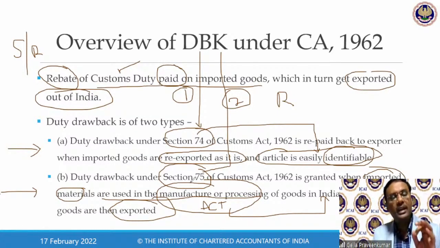So as of now, for duty drawback, I was governed with two provisions, 74 and 75. Section 74 is where identity is there. Example, you can make a note: bicycle by a tourist. Section 75, you can make a note of an example: ATM machine which is manufactured.